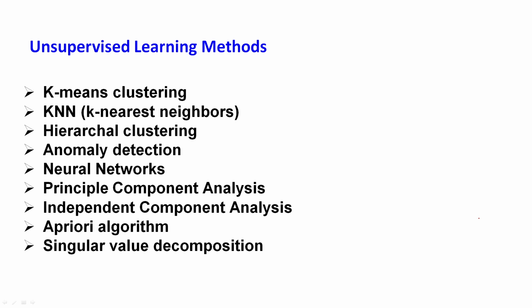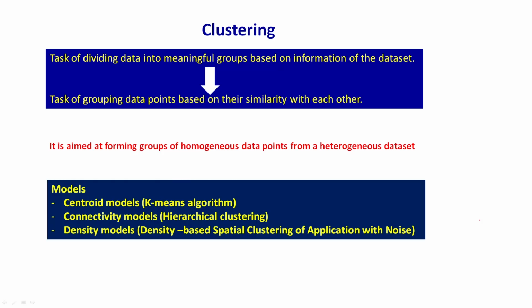So let me first tell you what clustering is. It is nothing but the task of dividing the data into meaningful groups, and this is done based on the information in the data. You should have some information about the data, then only can you divide it into meaningful groups. That is what it is. Now, it is aimed at forming groups of homogeneous data. But now the question is, how do you determine which is a homogeneous data point? And so you may have a heterogeneous data set.